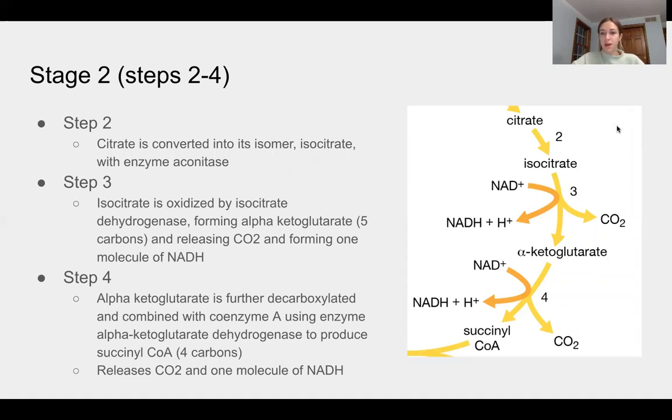So step 3, we have our isocitrate oxidized by isocitrate dehydrogenase, which forms alpha ketoglutarate. Here you can see, since we're releasing carbon dioxide, we have lost 1 carbon. So now our alpha ketoglutarate is a 5-carbon molecule. Then we're going to basically do this again with alpha ketoglutarate dehydrogenase, which will release that CO2 and produce another molecule of NADH. And then our coenzyme A is added back into the mix here.